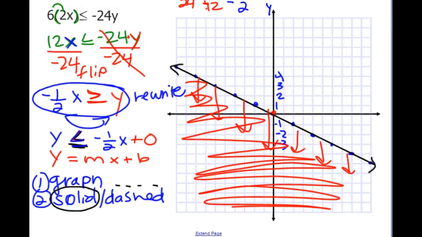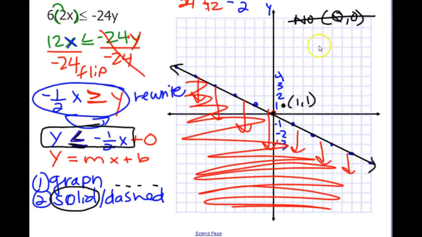If you weren't sure, like I said before, you can always test a point as well. However, you can't test the point 0, 0. No, you cannot test 0, 0 because it's on the line. You need to pick a point that's not on the line. So another easy point I would pick would be 1, 1.